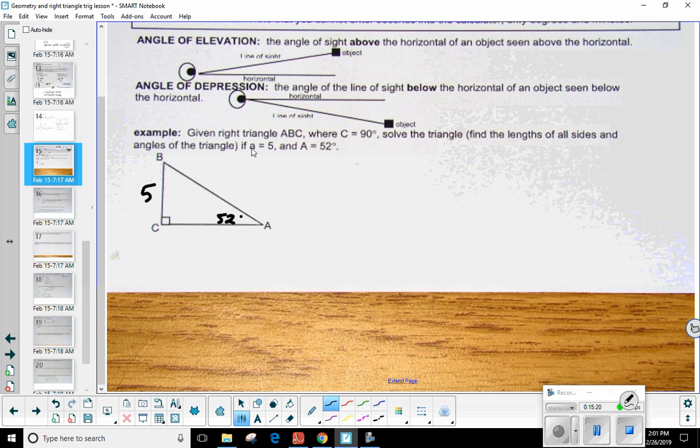We can do line BA. Line BA. So segment BA, that would be the what? Starts with an H. Hypotenuse. The hypotenuse. Okay. How would you suggest I get that? So you can use sine of 52 is 5 over x. There you go.